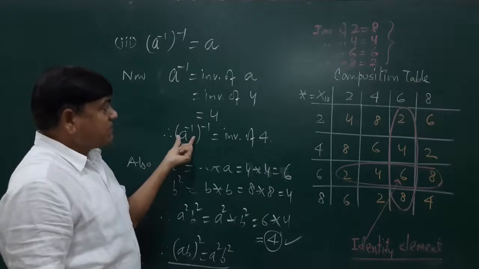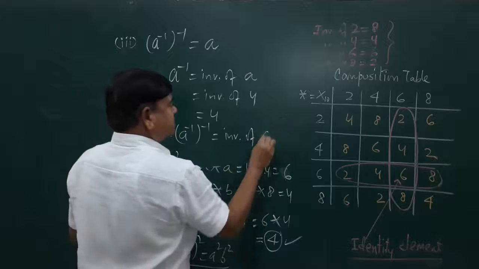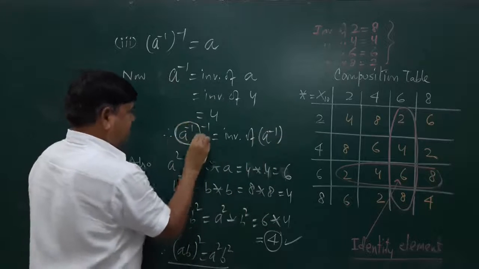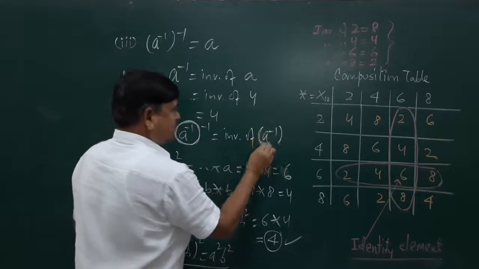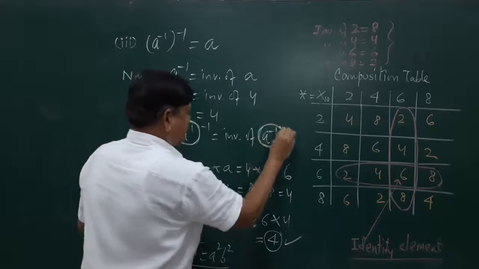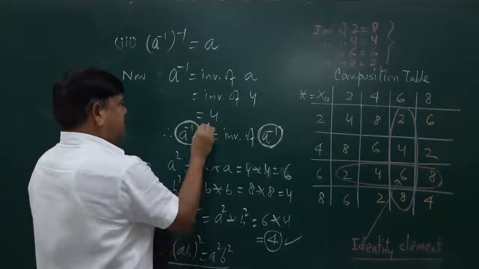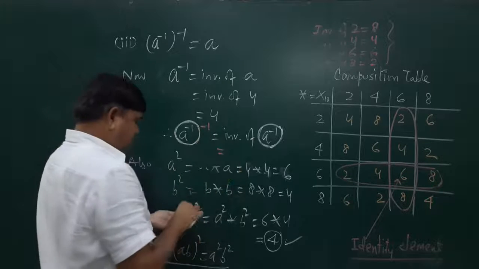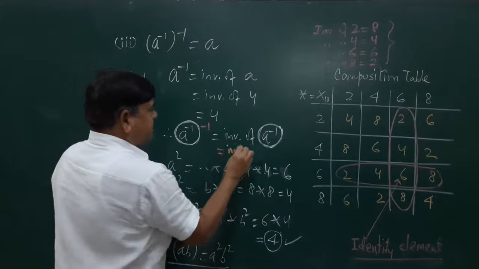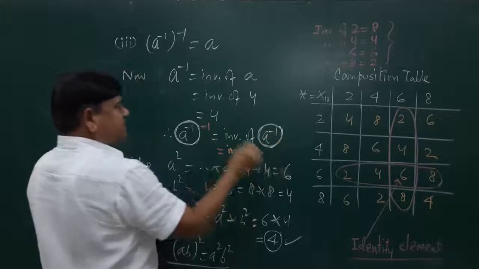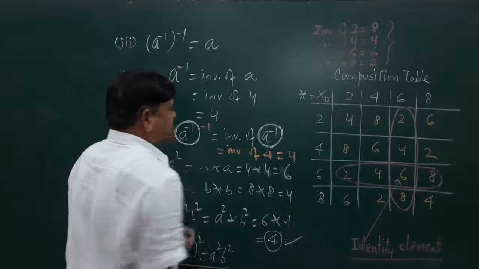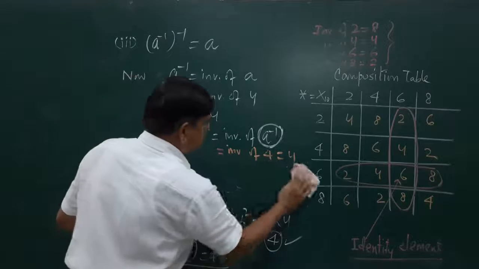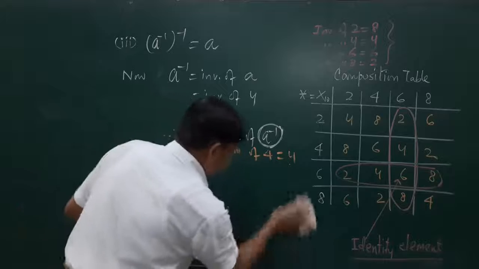What is the answer of this one? Or you can say the inverse of A inverse. Here it is, this one and this one. And here it is, this one. So it is the inverse of this element, and this is 4, and this is 4 itself. Therefore the inverse of the inverse is the element itself.